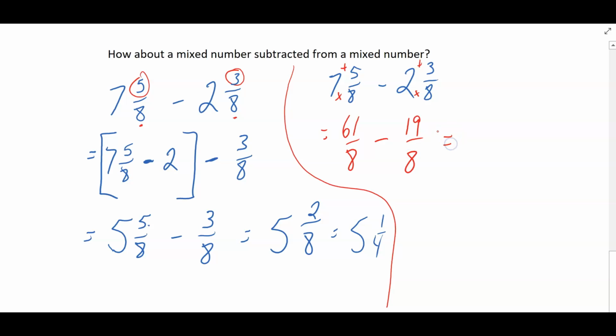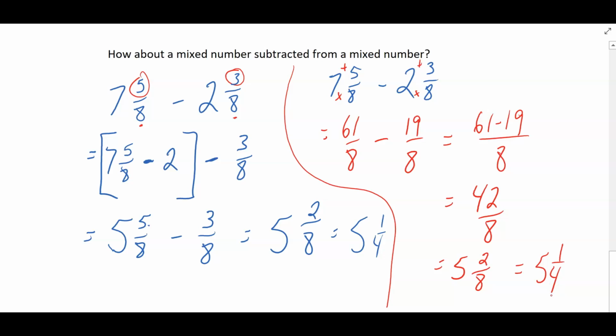And now we just have to do the numerator, 61 minus 19 over 8, which is 42/8. And now I just need to convert that to a mixed number, and I can ask myself, well, how many times does 8 go into 42? What's the closest multiple of 8 to 42 but not over? Well, 8 times 5 is 40. 42, subtract 40 leaves me with 2/8. All right, so that's a different method.